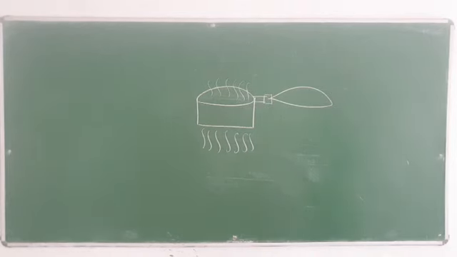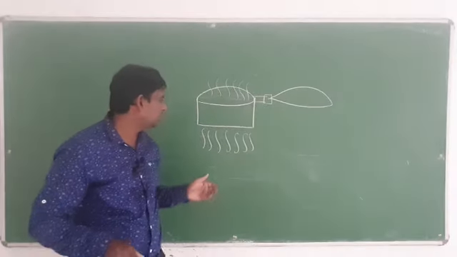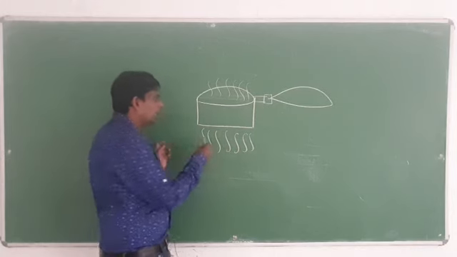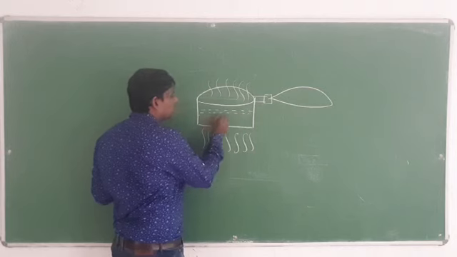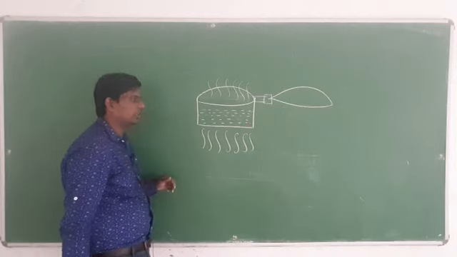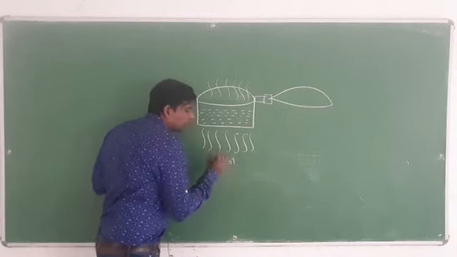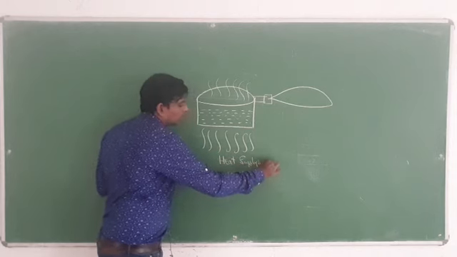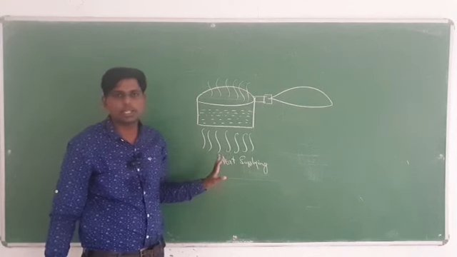As you can see in this diagram, I took one pan. In that pan, from here I am supplying the heat, and inside the pan water is present. From here I am supplying heat.